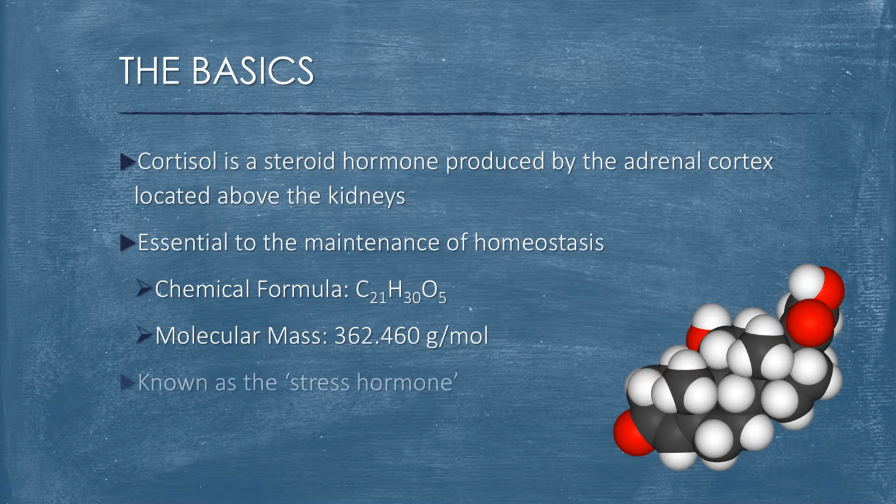Its chemical formula is C21H30O5, and its molecular mass is approximately 362.46 grams per mole. If the name cortisol rings a bell, you've probably heard it said as being the stress hormone. Unfortunately, stress is something we deal with on a daily basis.